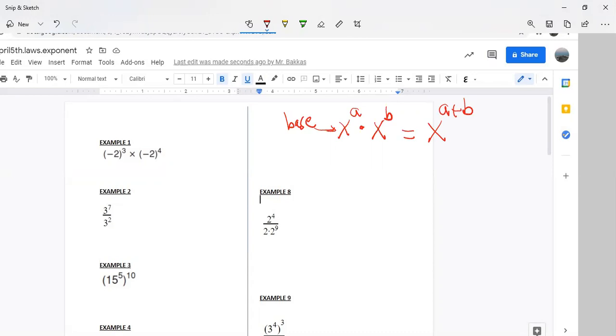So an example of that would be if I have 2 to the third power times 2 to the fifth power, the rule says it's the same as, or equivalent to, 2 to the 3 plus 5 power, or 2 to the 8th power, okay? So that's the product rule. All right, so this is one.